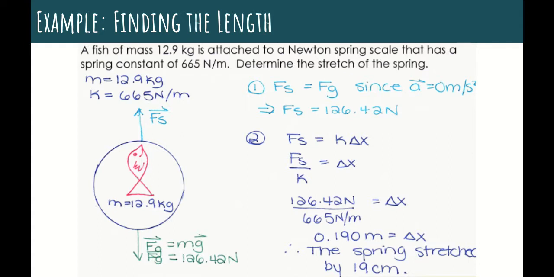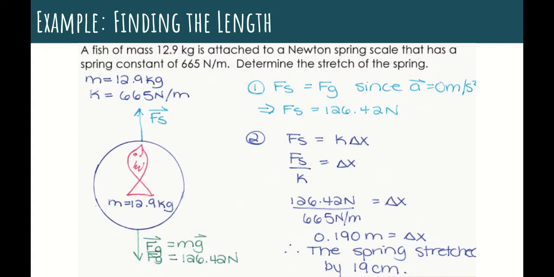We're trying to figure out the stretch of the spring once this mass has been applied. We know the mass, we just used that. We know the spring constant k is going to be 665 newtons per meter. So the first step we want to look at is to figure out Fs. Since acceleration is 0, we're going to assume that it stopped moving. We've applied the mass and it's just hanging there now.